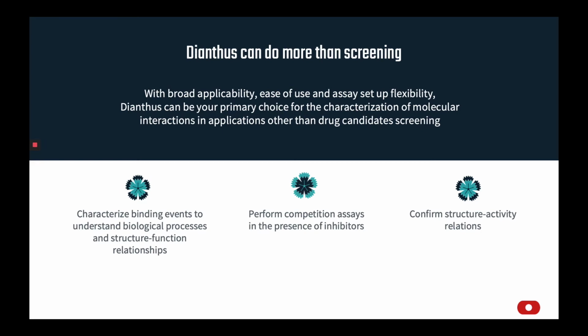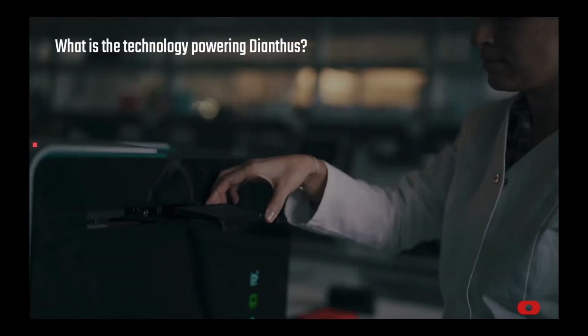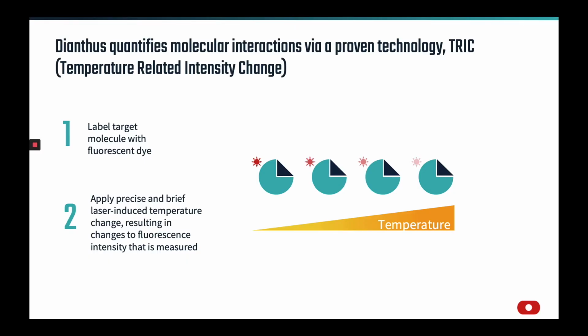So there's really a broad applicability of using Dianthus. It's easy to use. Anyone in the lab can use it without any specialized expertise. And the assay setup is very flexible and easy to perform. So let's talk more about the technology that's powering Dianthus. Dianthus quantifies molecular interactions using our proven technology called TRIC, which is temperature-related intensity change.